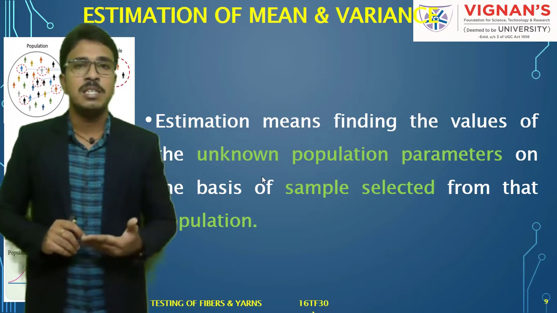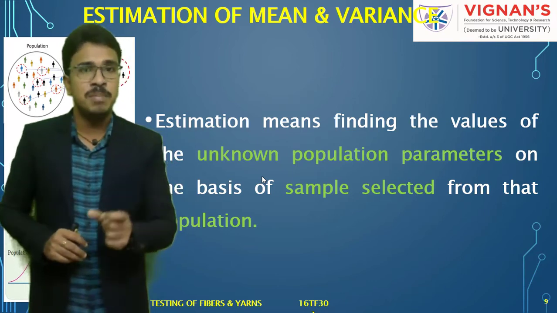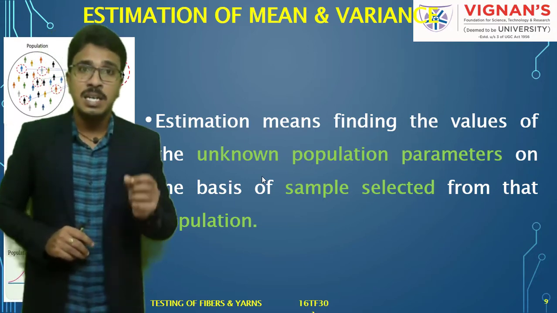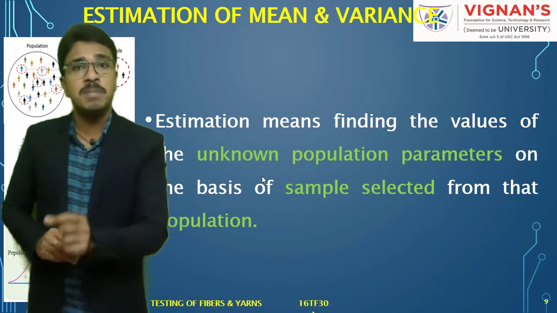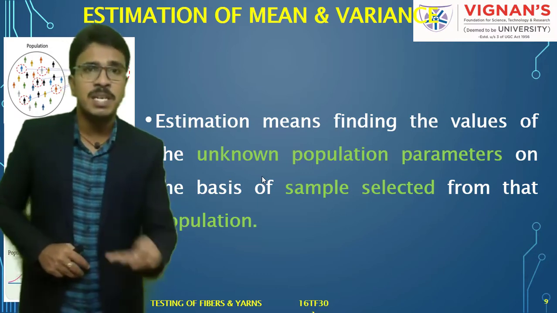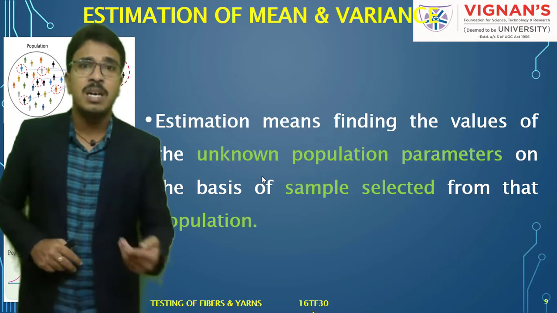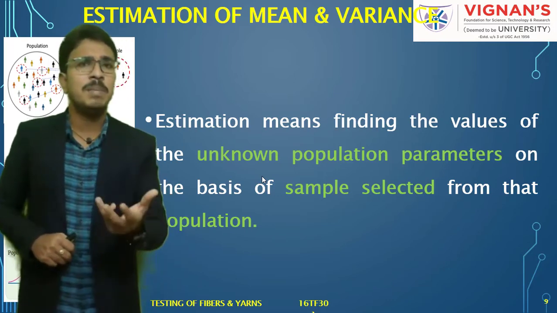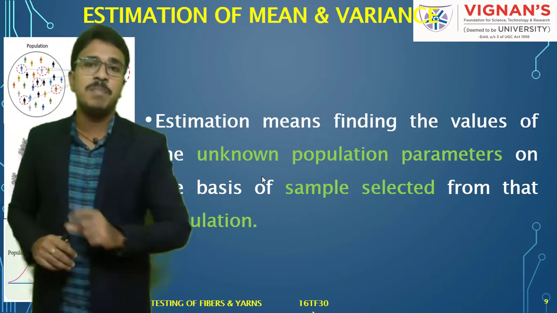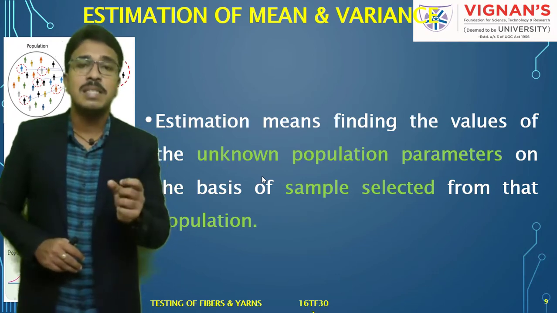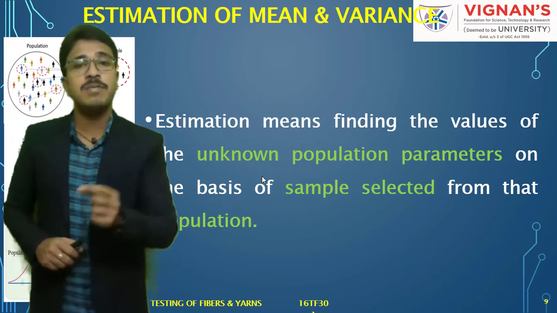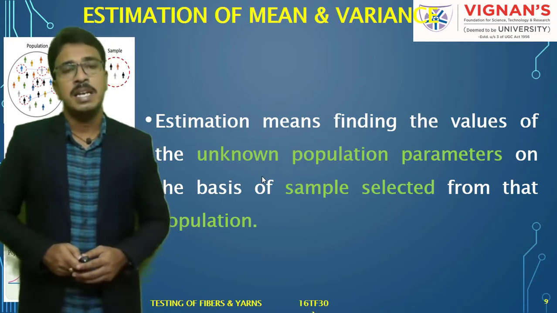So again I am repeating, so listen carefully. Estimation means finding the values of the unknown population parameters. That parameter may be, I have given you the example of strength, that may be evenness, hairiness, count, twist, whatever the parameter it is. So finding the values of unknown population parameters on the basis of a sample selected from that population is called estimation.